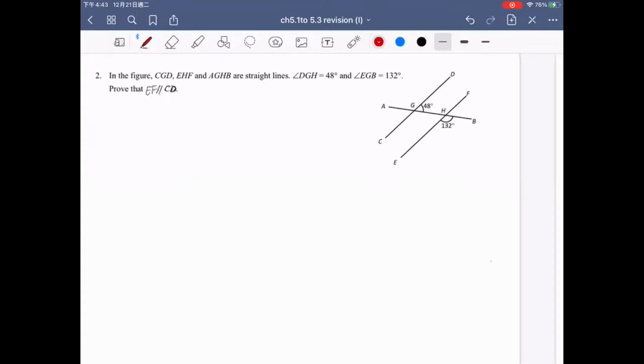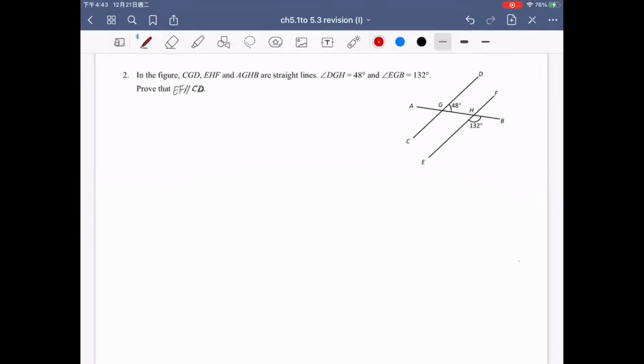Question number 2, and again we check what we have in the question and whether they are already marked on the figures. Okay, and we have 48 degrees, 132 degrees, and the straight angles, which are CGD, and this one, and also this one. Okay, the blue ones are all straight angles. So if they are straight angles, then we can use the reason adjacent angles on a straight angle.